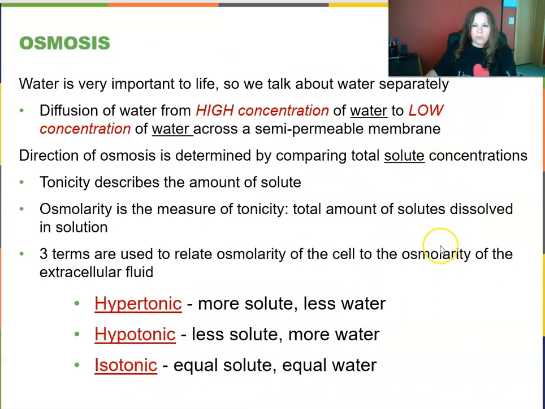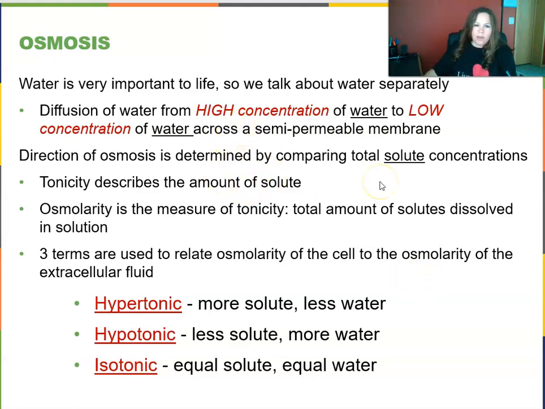Another type of diffusion that gets a special name because it has to do with water, which is so important to life, is called osmosis. And water molecules move like other molecules do. They go from where there's more of them to where there's less. So a high concentration of water molecules to a low concentration of water molecules across the semipermeable membrane.